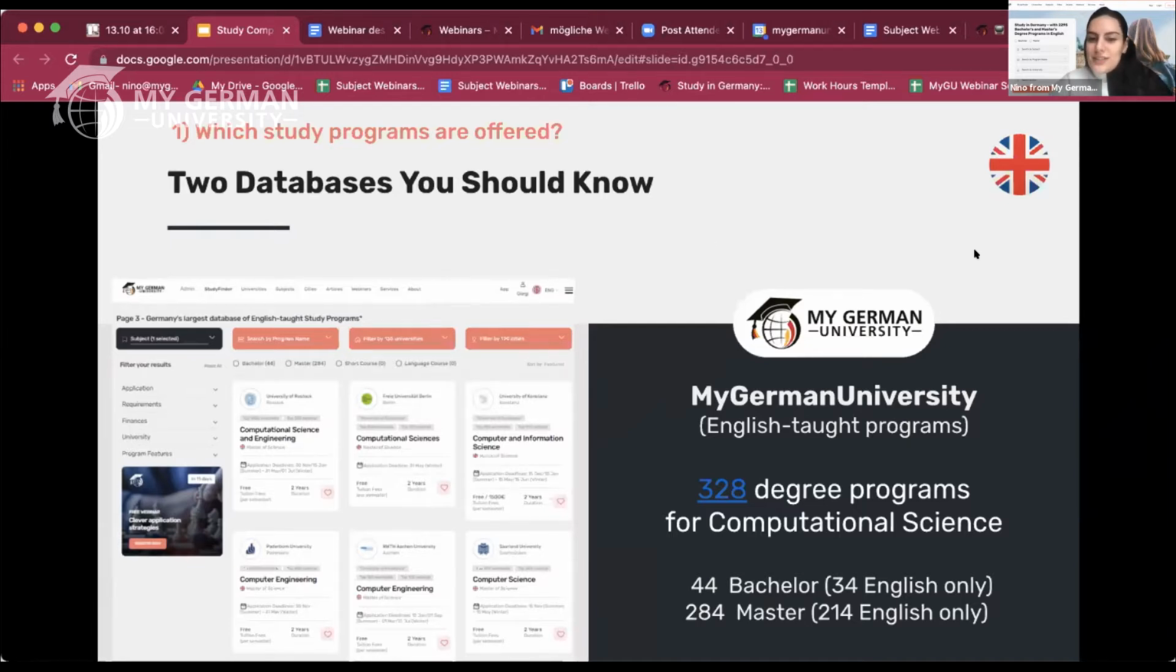Regarding computational science, there are 328 degree programs in our study finder, or in our database, and you can see there are 44 bachelor and 284 master programs. There is also another division of English only, which is because sometimes programs have a hybrid mode, where maybe out of 10 seminars or modules, 3 or 4 may be taught in German. Therefore, there is also an English only section where no German skills are needed. You can also search for these programs using the filter requirements and then language requirements.